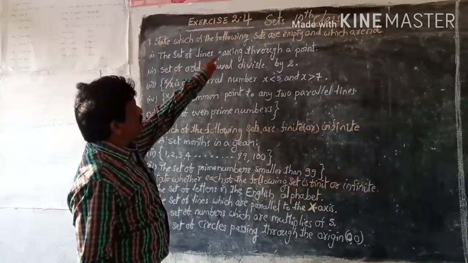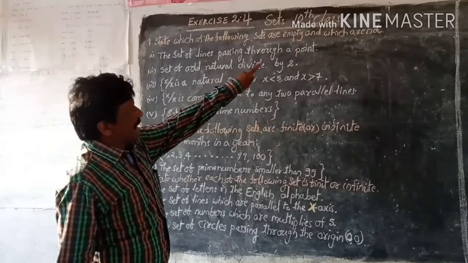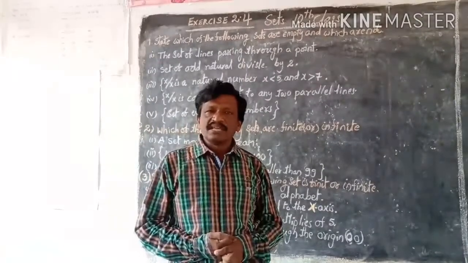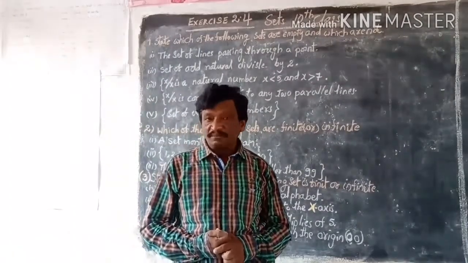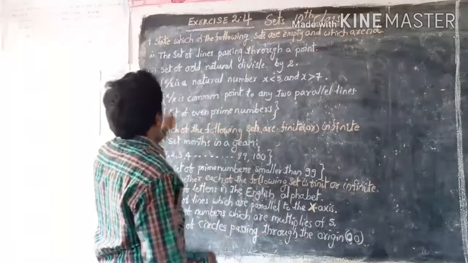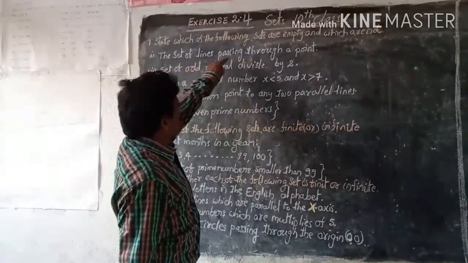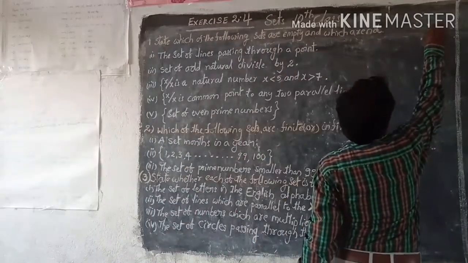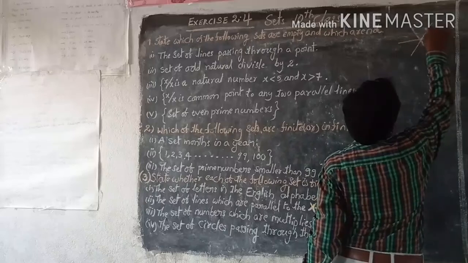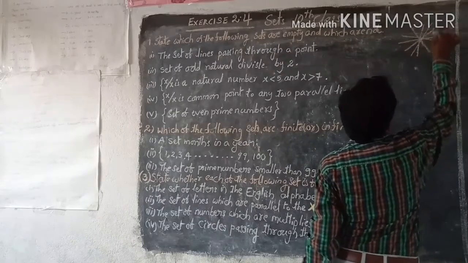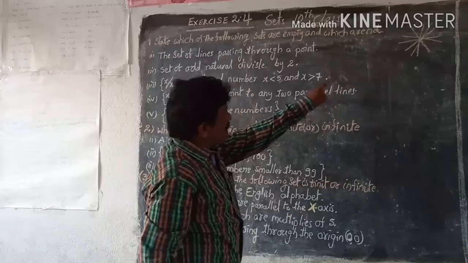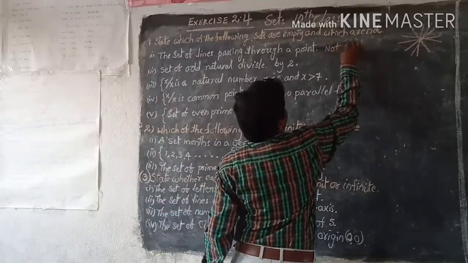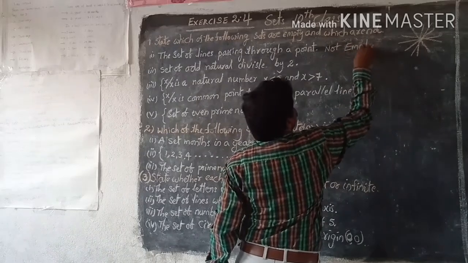State which of the following sets are empty and which are not. A set with no common element is called an empty set. Here, the set of lines passing through a point. There are a number of lines passing through the point. Is it empty or not empty? It is not an empty set.